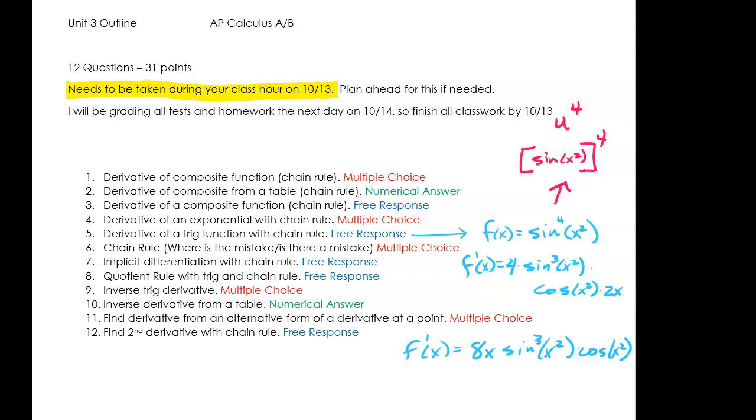So sine to the fourth of x squared technically means sine of x squared, to the fourth. So in my head, I do u to the fourth power. And the derivative of u to the fourth would be 4 u cubed times du. So the 4 there, u, and then the cubed I write on the sine. So this is 4 u cubed, and then du I do as a separate problem.